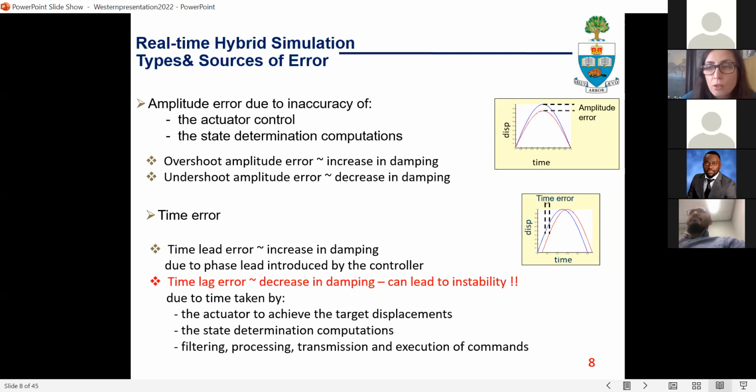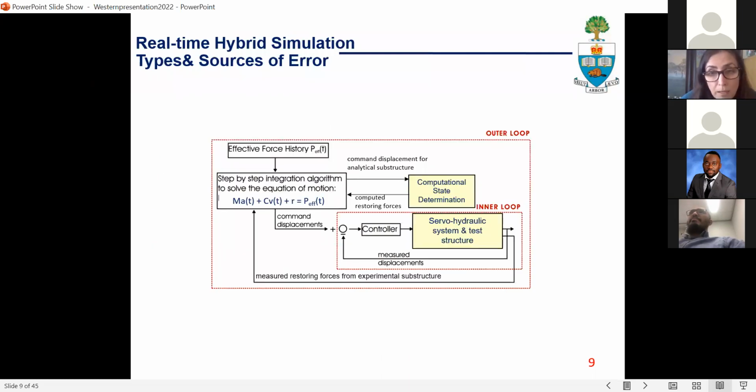It has an equivalent effect of a decrease in damping ratio, and it can lead into instability of the overall outer loop dynamics. So when we look back to this block diagram, if we have tau 1 seconds of delay coming from the analytical substructure, another delay of tau 2 seconds coming from the experimental substructure, for some combination of tau 1 and tau 2, the outer loop dynamics can become unstable, so you can't even continue the test. And this is the worst case scenario, and instability during dynamic simulation is the last thing that we would like to observe in the lab. And in the best case scenario, you will have accuracy issues.